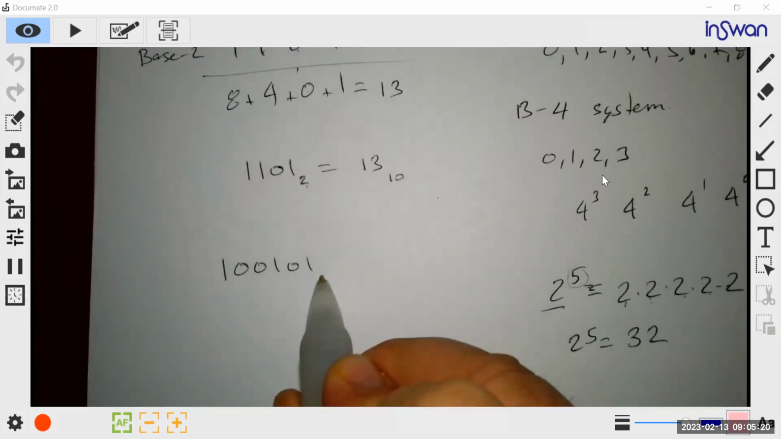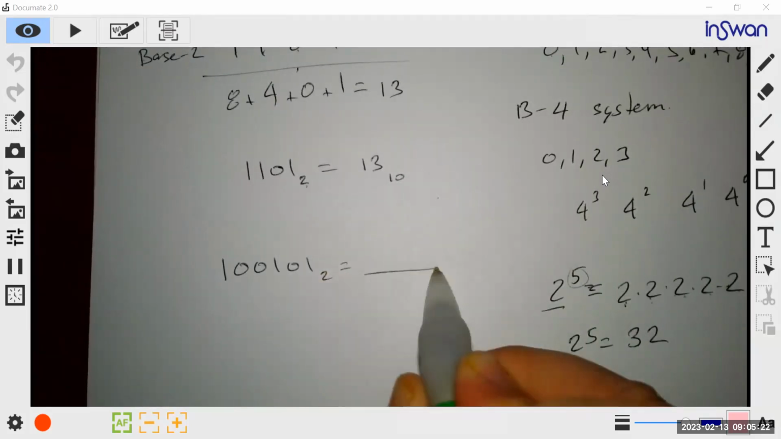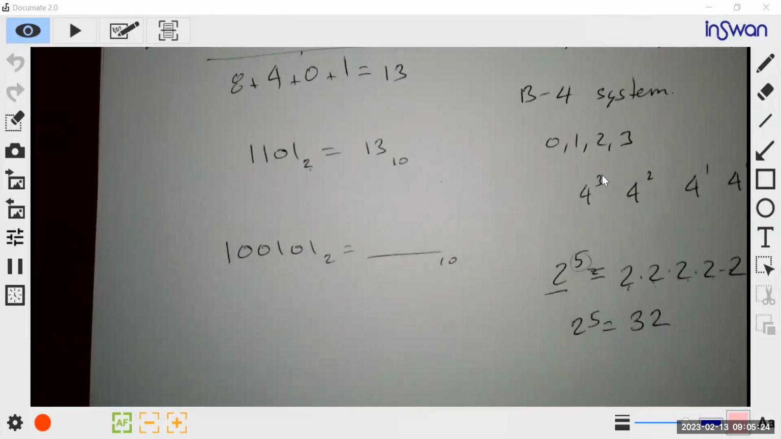Convert that number. This is base 2. Give me a base 10 number.